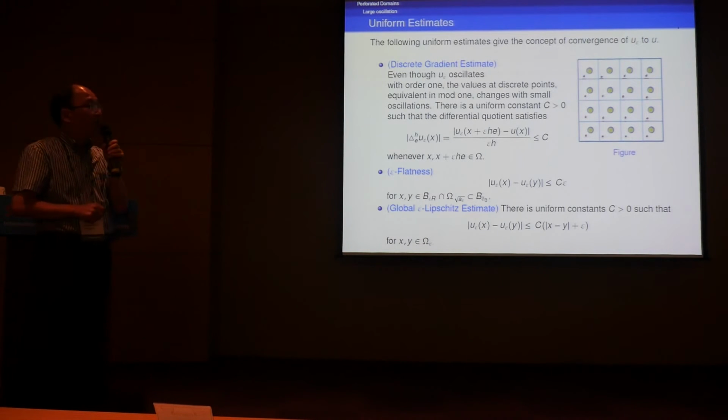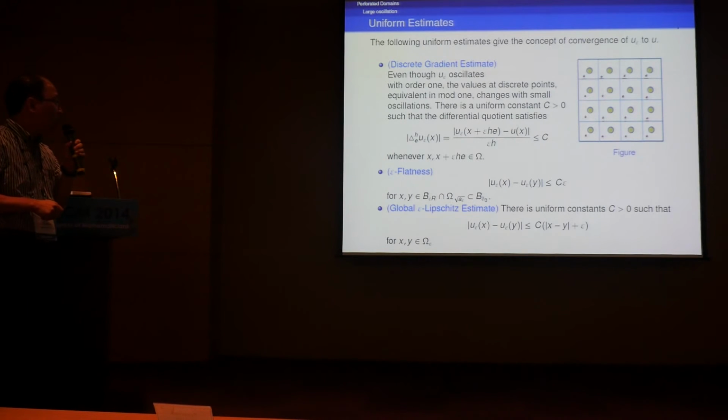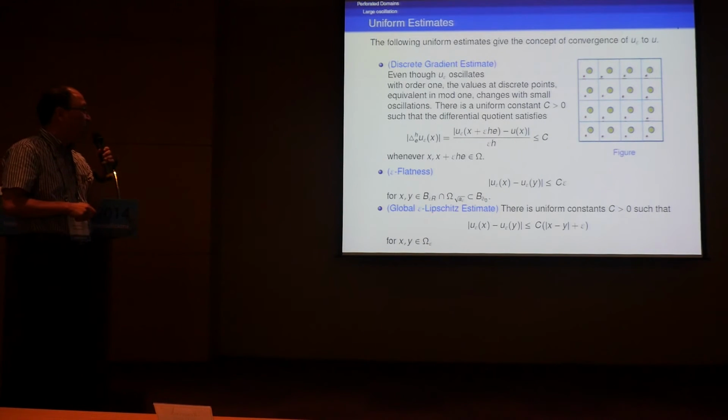And then, if we chop off some neighborhood of the obstacle, so we are removing the zeros, then we have a small oscillation there, and it can be proved by the Harnack estimate. If you combine them, we have a global epsilon Lipschitz estimate. Then we can extract a converging subsequence.